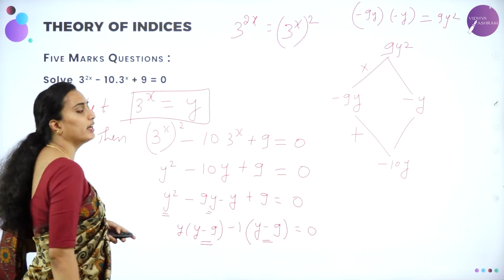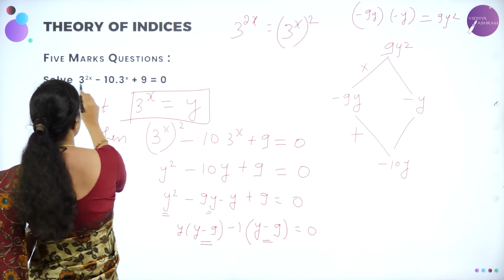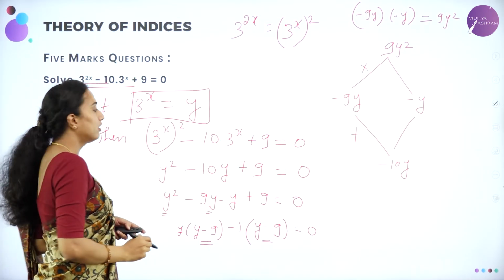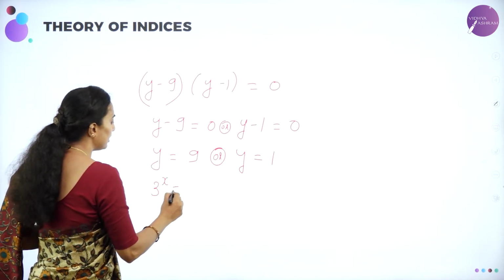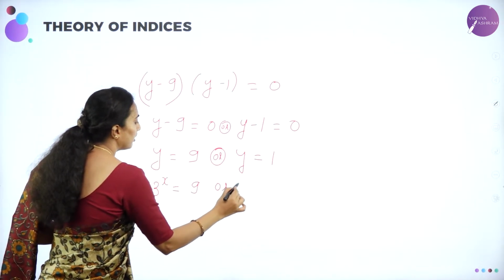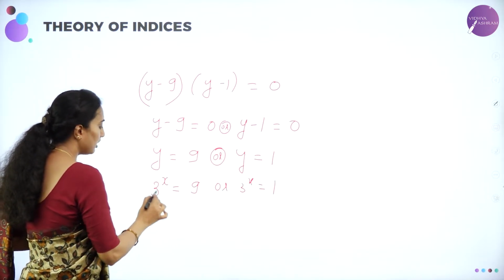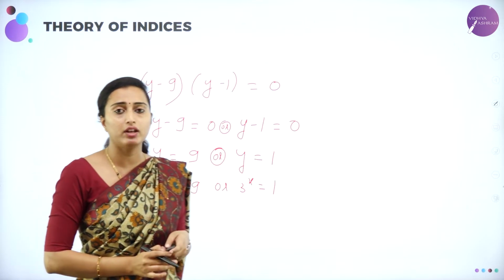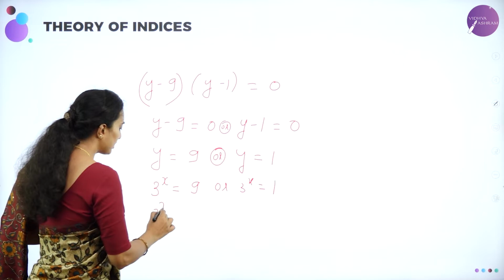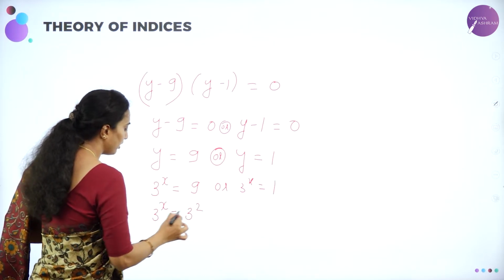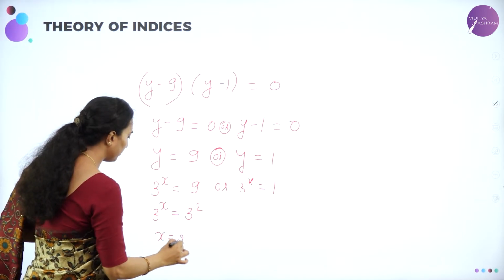But what is y? y is 3 power x. Substitute that because I want the value of x, because the equation is given in terms of x. So I can take it as y is 3 power x is equal to 9, or 3 power x is equal to 1. What can 9 be written as? I want to make the bases equal. If the bases are equal, I can equate the powers. So 3 power x will be equal to 3 squared. Bases are same, I can equate the power. So x will be equal to 2.